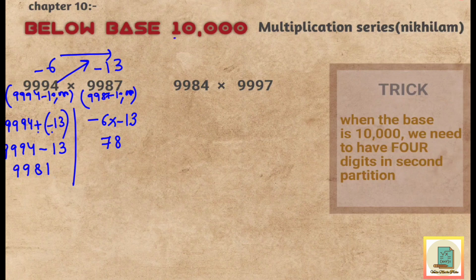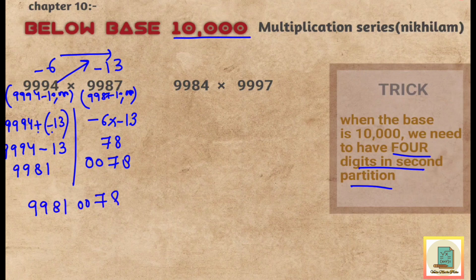Now since the base is 10,000 and we need to have 4 digits in the second partition, so we will add 2 zeros before the number. So 0078. So the final answer is 99810078. Now let's take another example. So the question is 9984 multiplied by 9997.